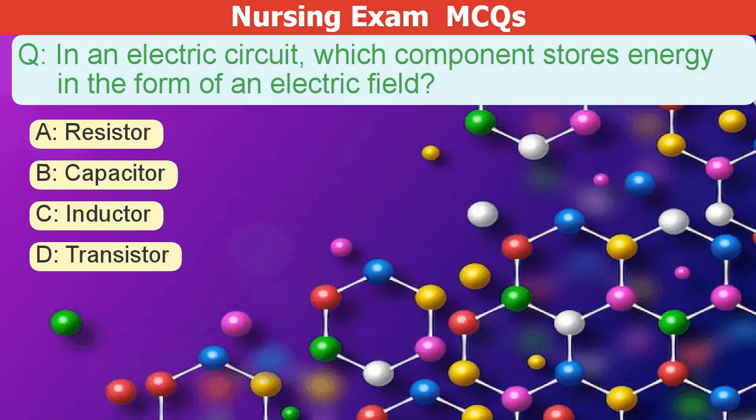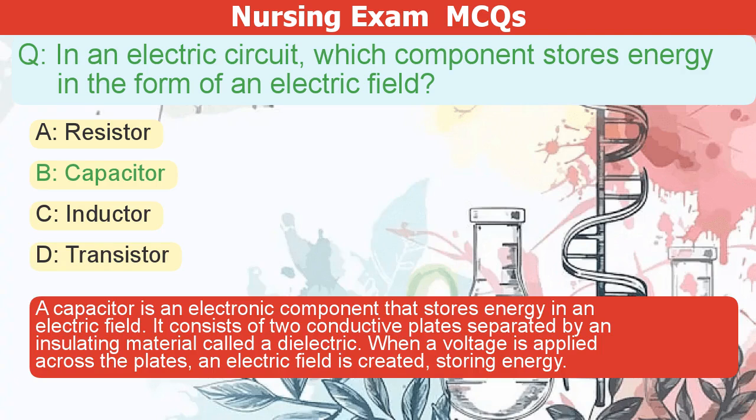In an electric circuit, which component stores energy in the form of an electric field? A. Resistor, B. Capacitor, C. Inductor, D. Transistor. The correct answer is B. A capacitor is an electronic component that stores energy in an electric field. It consists of two conductive plates separated by an insulating material called a dielectric. When a voltage is applied across the plates, an electric field is created, storing energy.